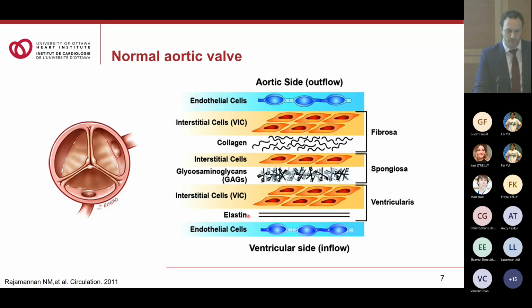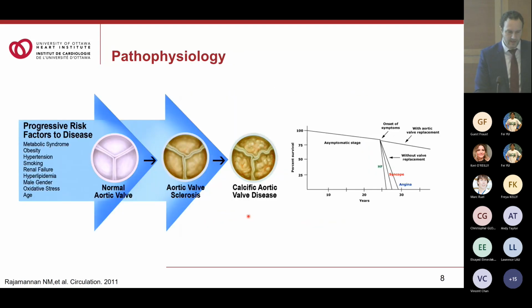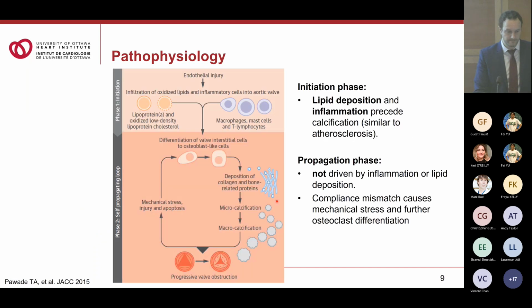In aortic stenosis, there are multiple risk factors that will predispose a patient to aortic stenosis and aortic valve calcification. Metabolic syndrome, obesity, hypertension, smoking, renal failure, dyslipidemia, male gender, oxidative stress, and age have all been implicated in this process. And as we know, once patients develop symptoms, the mortality is over 90% within a few years.